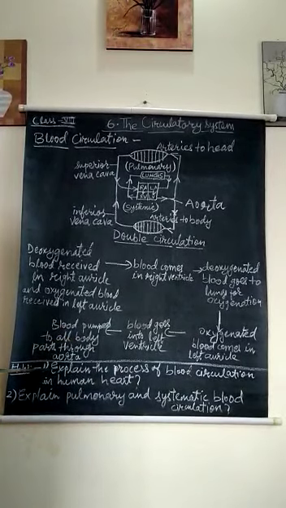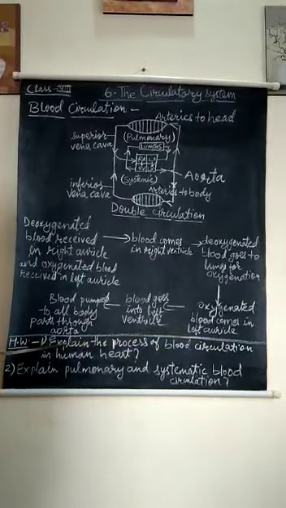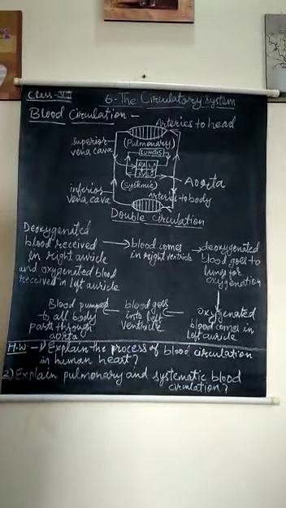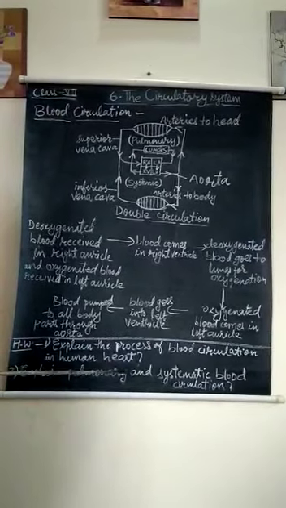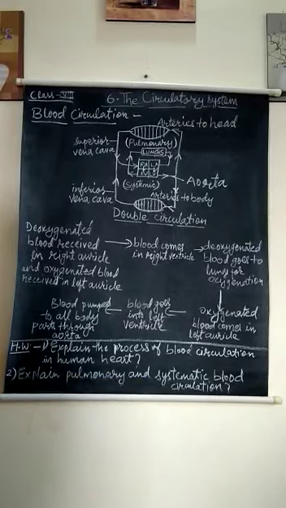Today's homework: explain the process of blood circulation in the human heart. Question number 2: explain pulmonary and systemic blood circulation.